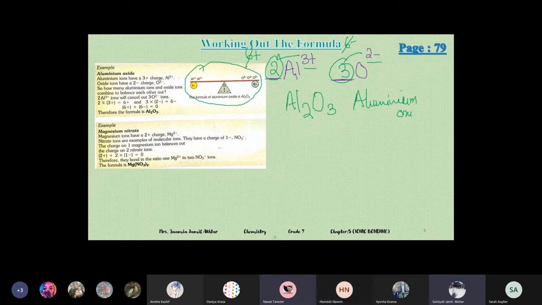Could you explain this one again? Why do you write 3 with oxygen? 3 with oxygen to balance it, beta. Because aluminium charges are 3 plus and oxide has 2 minus charge, 3 and 2. So we have to multiply these two with any number to make these charges equal. So we multiply 3 with 2 and 2 with 3. Both of them are 6, 6 positive and 6 negative. So they balance each other out and done.